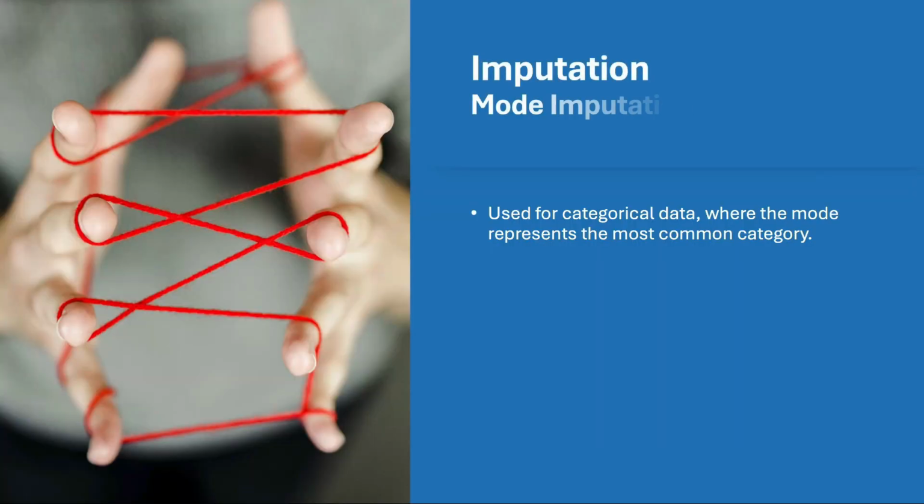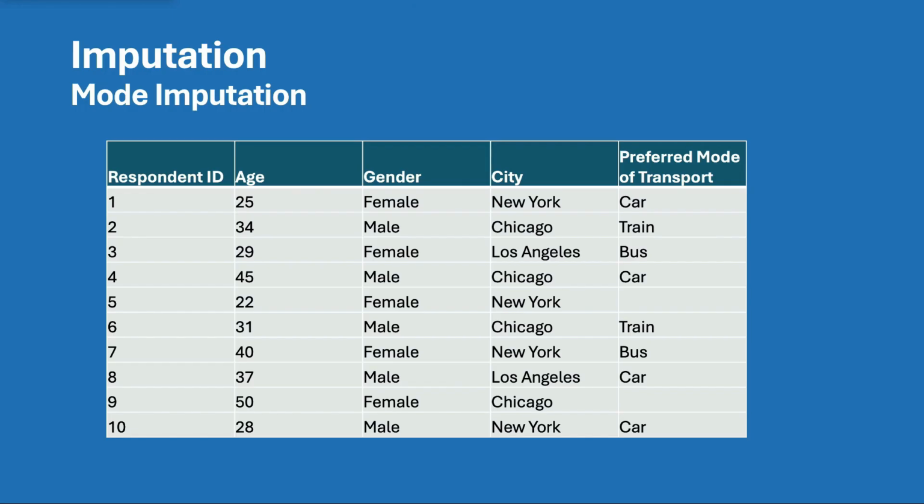Mode imputation is mainly used for categorical data, where the mode represents the most common category or value. It's useful when there is a frequent or dominant category in your dataset. Imagine you have a dataset of survey responses and one column records the preferred mode of transport. Example, car, bus, train, and so on. If some entries are missing, you might impute the missing values with the most common mode of transport. As I explained, the mode represents the most typical value, so it makes sense to impute missing values with it in categorical data.